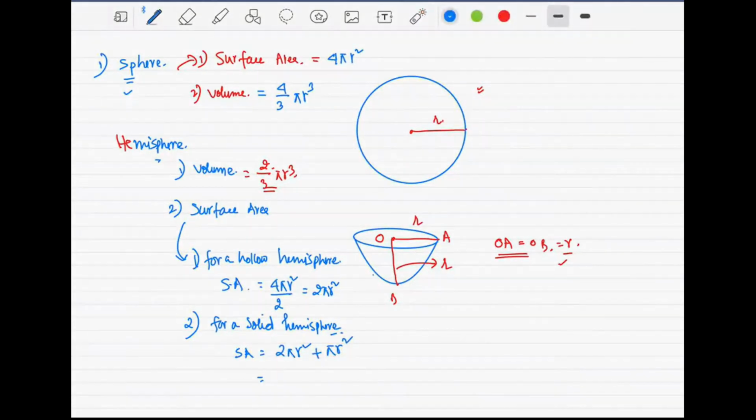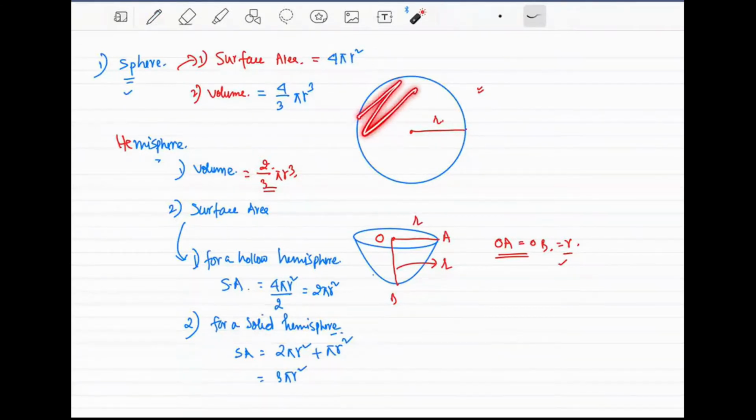So the total surface area of the hemisphere will be how much? 3 pi r square. So remember, when we cut off the sphere into half, the volume will be 2 by 3 pi r cube. This is irrespective of whether the sphere is hollow or solid. Okay, if it is hollow, then this volume will apply.